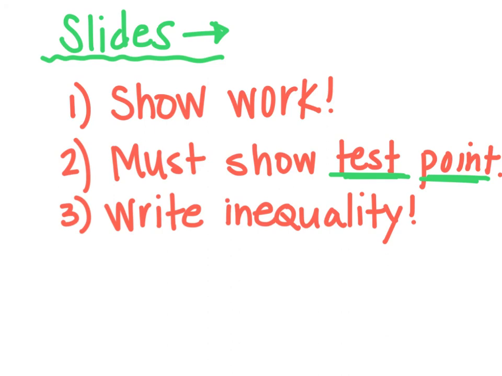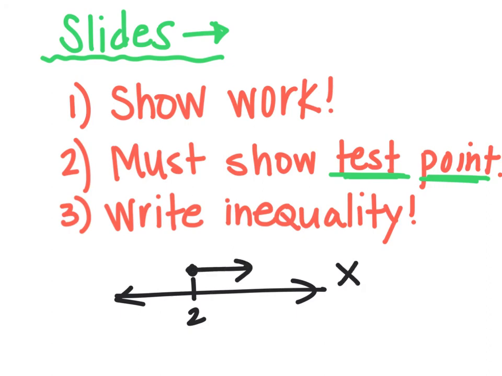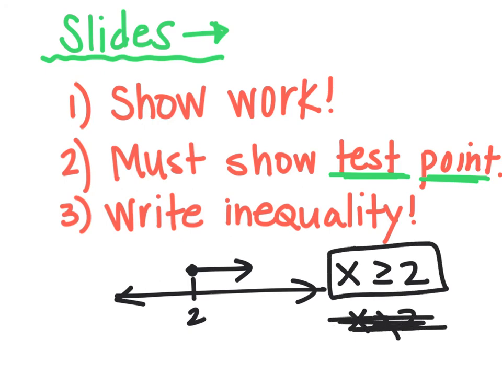You also need to make sure at the end you write the inequality. So whatever you graph on your number line, you need to write the inequality next to it. x is bigger than or equal to 2. Do not write x equals 2. That's not true. Okay, don't write that. You need to write the inequality for it. And then make sure you submit when you are finished.